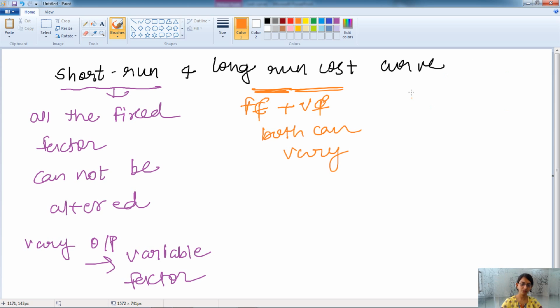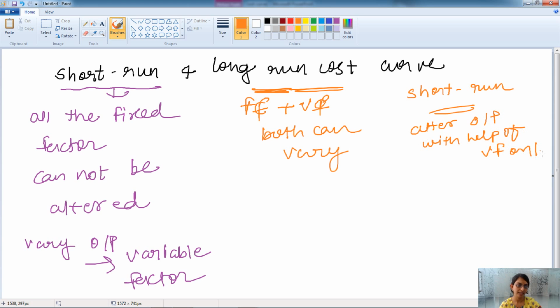In the short run cost, as we have seen, we can alter our output with the help of the variable factor only, and we are trying to decrease our cost in the short run.